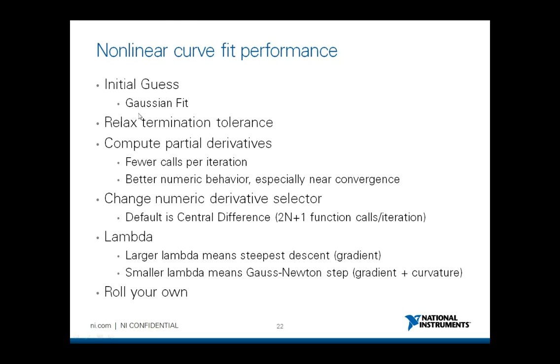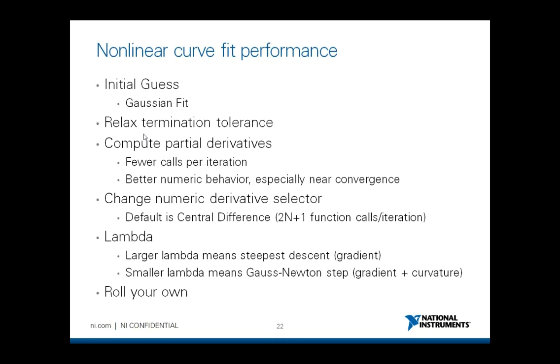The second best thing to do is take a look at your termination tolerance. There is a termination criteria. If you need it to run faster, make sure you need all the bits of accuracy that you're asking for. The third thing, we've already seen the partial derivatives. Use the partial derivatives. If you want to go fast, there are two reasons for it. Number one, you don't have to use the numeric approximation. And the second is that when you get close to the answer, the partial derivatives are more accurate than the difference equations.